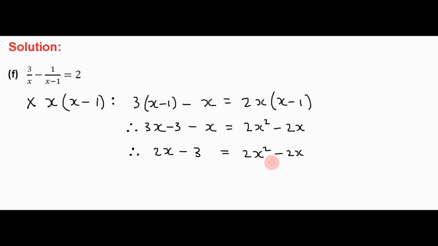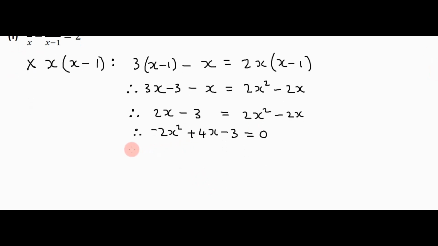Now we can bring all the terms to the left-hand side. So we're going to get negative 2x squared. Then 2x plus 2x will give us 4x. And we have less 3 equals 0. This is now in standard quadratic form. And we can write down the values of a, b, and c. So a is negative 2. B is 4. And c is negative 3. Now we can plug into the equation for delta.